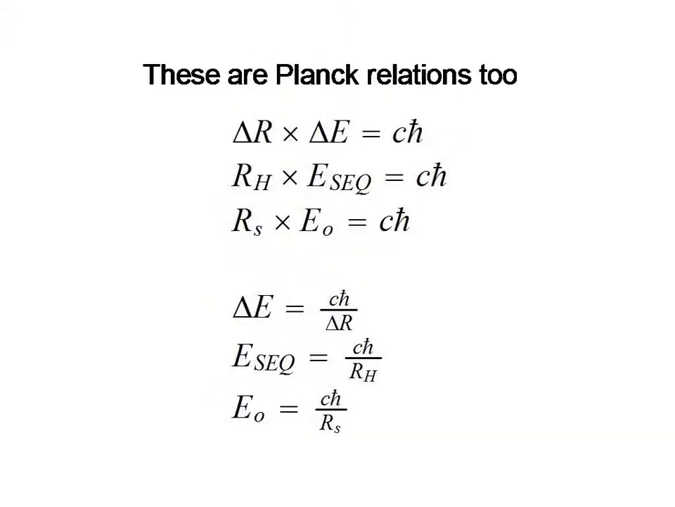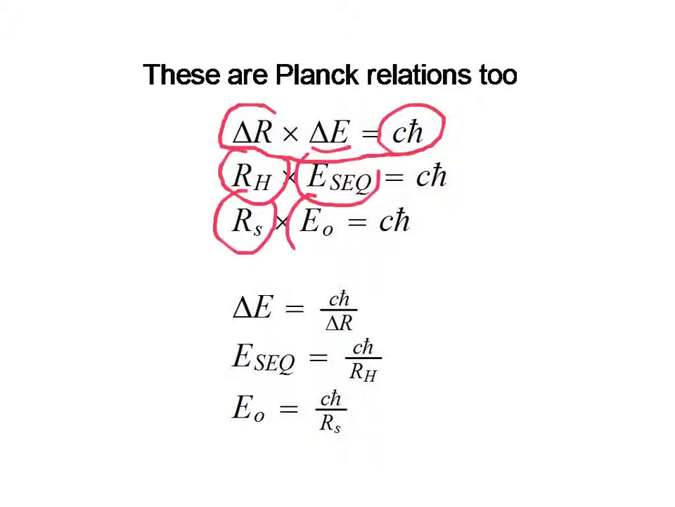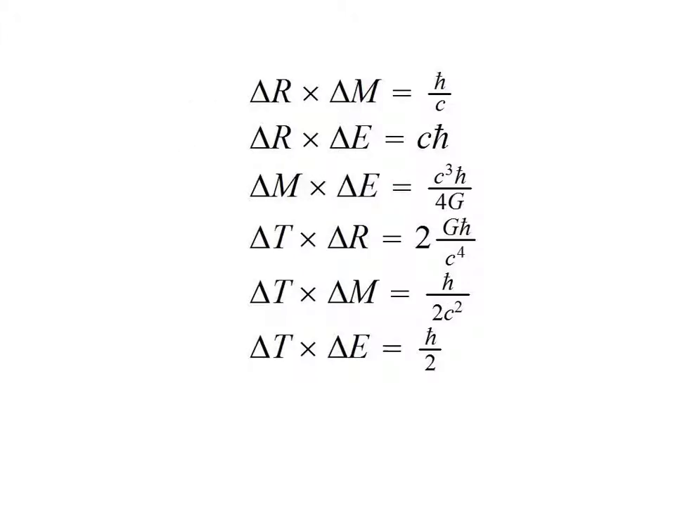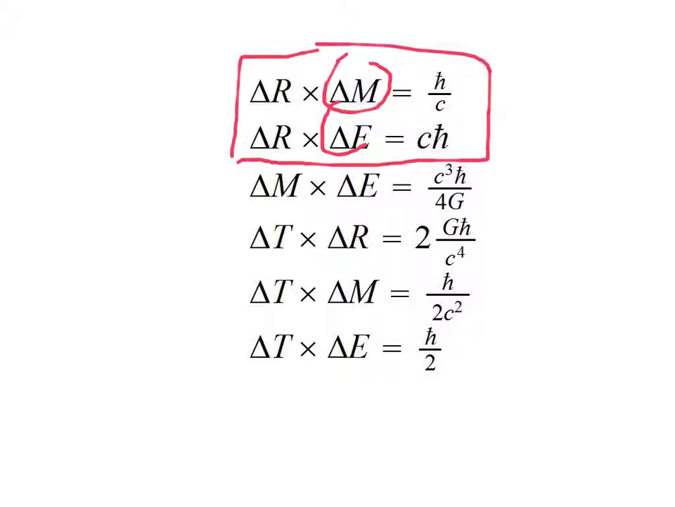In switching from delta m to delta E, we find that delta r times delta E is equal to c times h bar, and so is the large radius against our small energy and our small radius against our large energy. In rearranging, we find the same relationship as before. All of these are Planck relations. The conclusion is the Planck relation is a geometric mean equation. Looking again at our 6 equations of the products of delta values, delta m and delta E in this case against delta r, give us Planck relations.